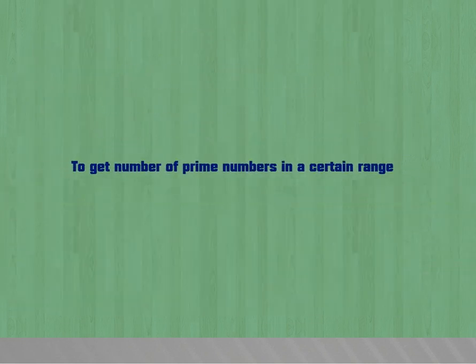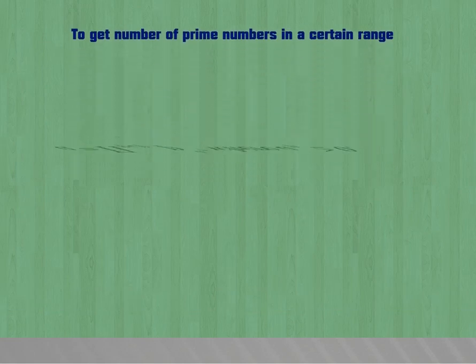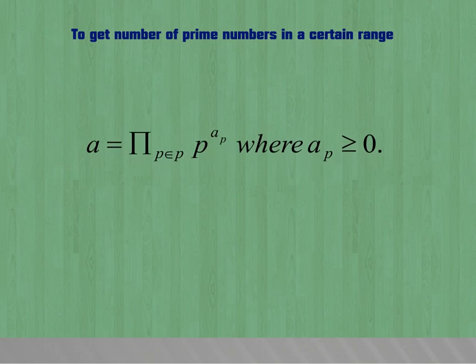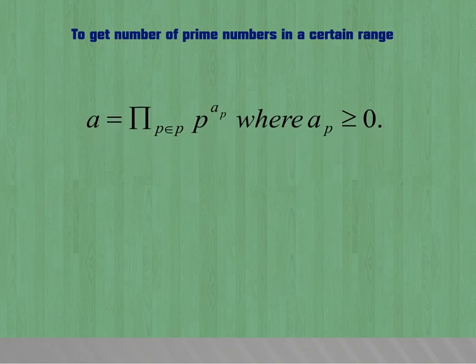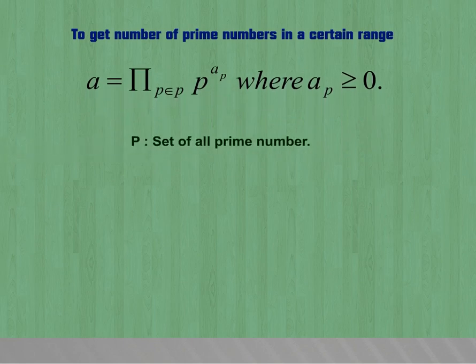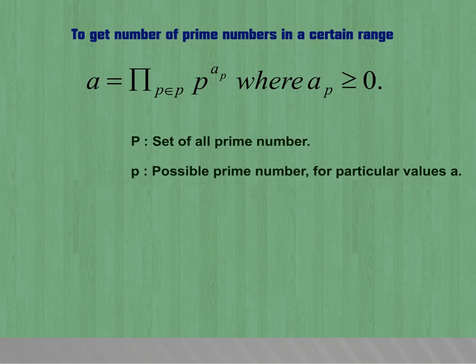To get the number of prime numbers in a certain range, a is equal to the product over p belonging to P of p power ap, where ap is greater than or equal to 0. P is the set of all prime numbers, p is a possible prime number for particular values, and a is an integer.